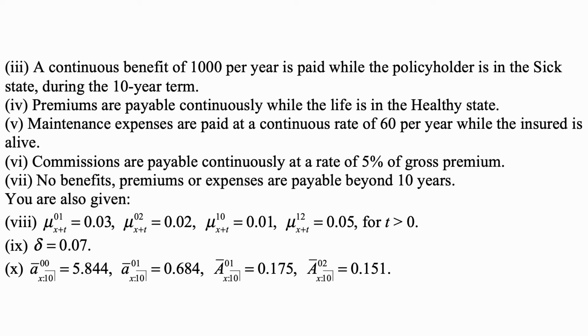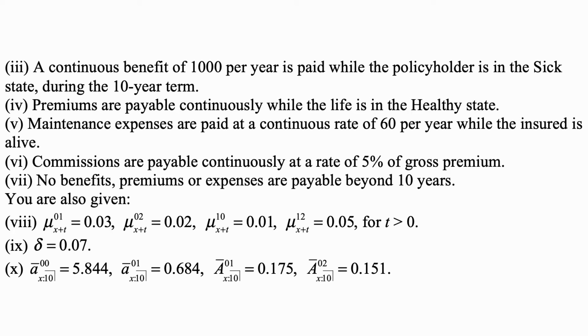You're also given the force of transition from state 0 to state 1 at age x plus t is 0.03. Transition from state 0 to state 2 at age x plus t, the force is 0.02. Transition from state 1 to state 0 at age x plus t is 0.05 ... is 0.01. Transition from state 1 to state 2 at age x plus t is 0.05. For t positive, the force of interest is 7%.